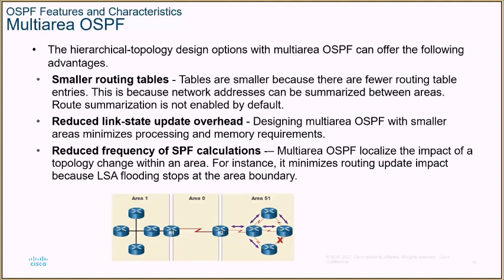And so because of that, link state update overhead will reduce because there are fewer routers talking to one another all the time, and so it minimizes processing and memory requirements. And it will also reduce the frequency of the SPF calculations, so shortest path first. So OSPF localizes the impact of topology change within an area. For instance, it minimizes the routing update impact because an LSA flooding stops at the area boundary.